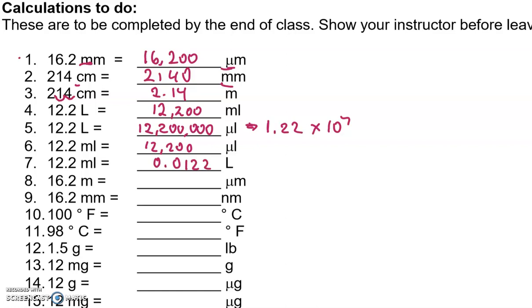If we go from meters to micrometers, we have 6 decimal places to the right, so that would make it 16,200,000 micrometers, or you can write that as 1.62 times 10 to the 7th micrometers. Let's put the units right here, micrometers, and up here was microliters. If we go from millimeters to nanometers, that is 6 decimal places, and it will give us the same number as what we have on 8.